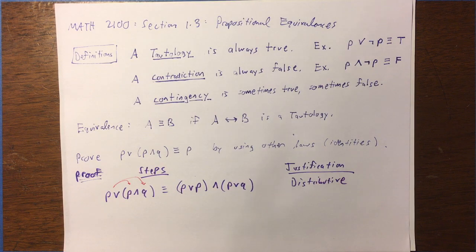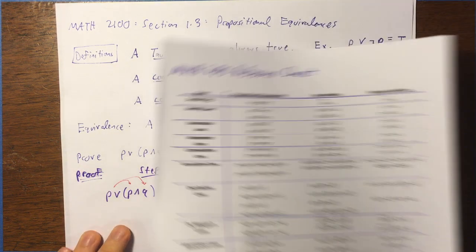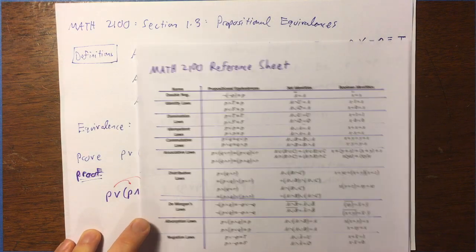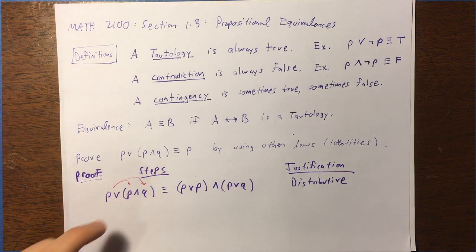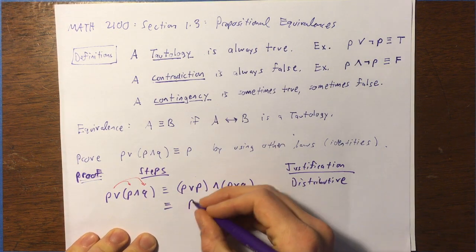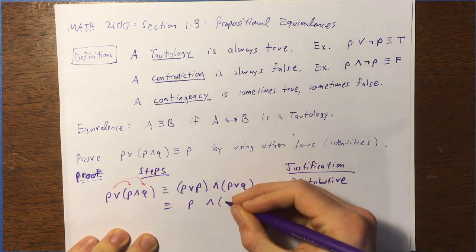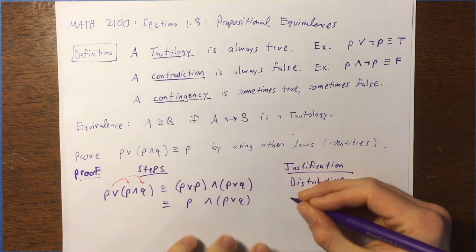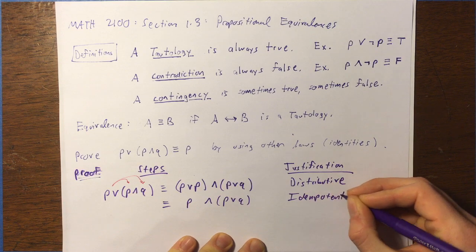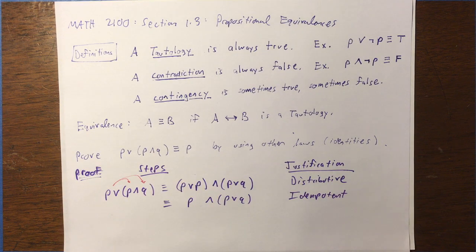Okay, so what could we do next? Well, P or P, we have a rule that says P or P is the same as just P by itself. That's the idempotent law. So I'm going to say equivalent again, just P by itself, and (P or Q). That is by the idempotent law. What can we do next?